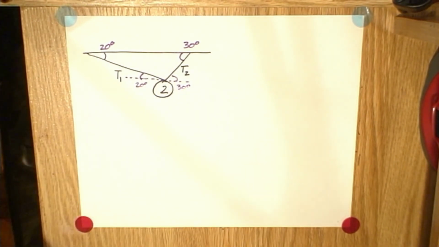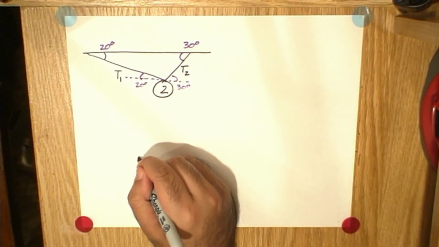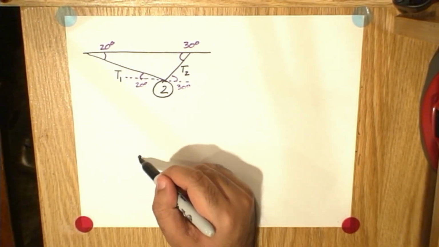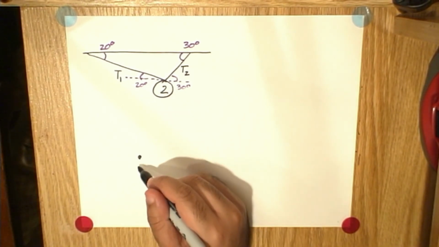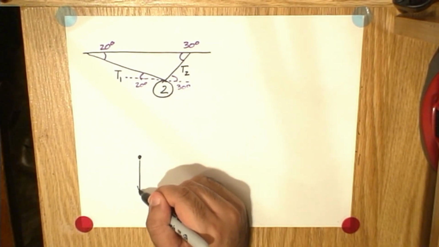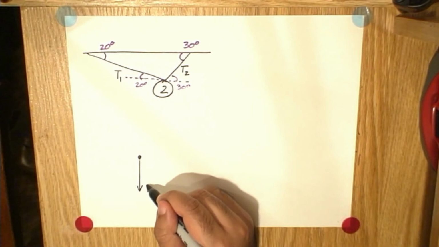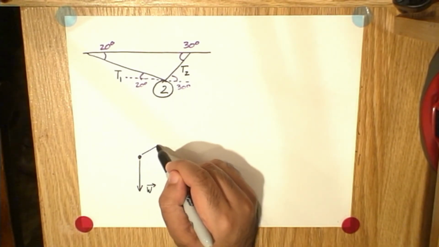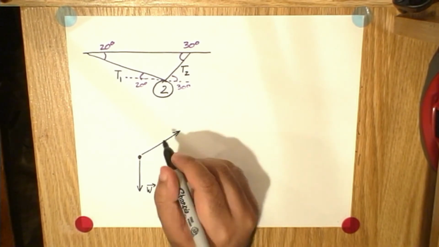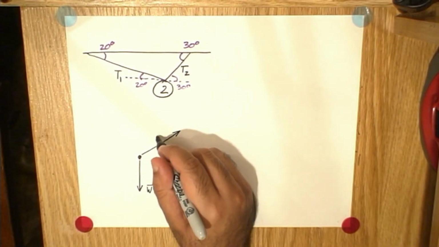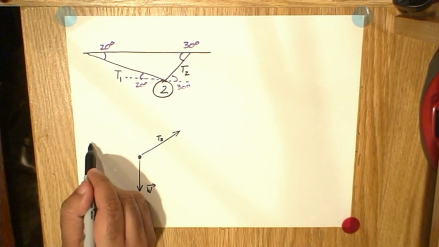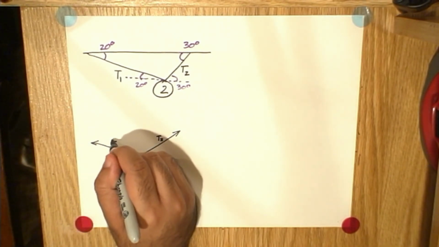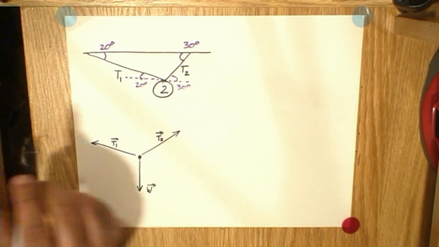Now, let us draw out the free body diagram. I have this spot over here, which is going to stand for our 2 kilogram object. There is the usual weight pointed down, but there's also tension 2 pointed off in this direction, and there's tension 1 pointed off in this direction.